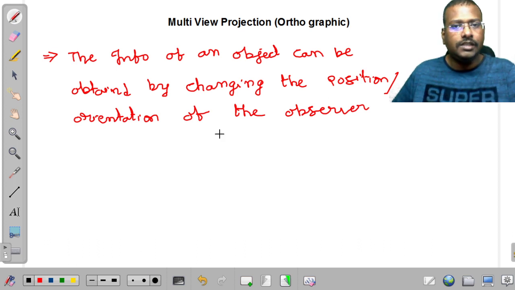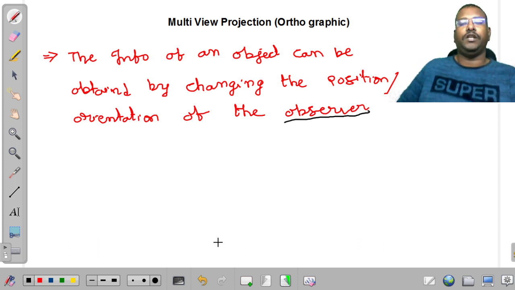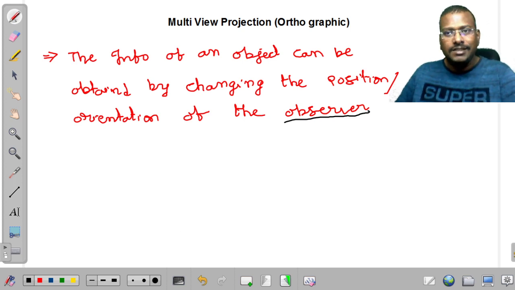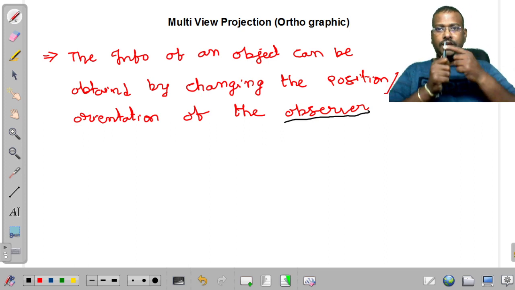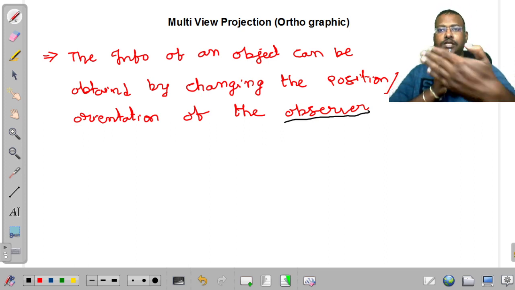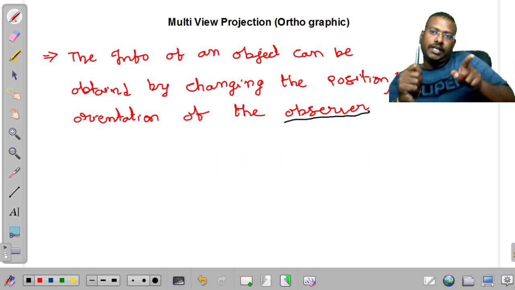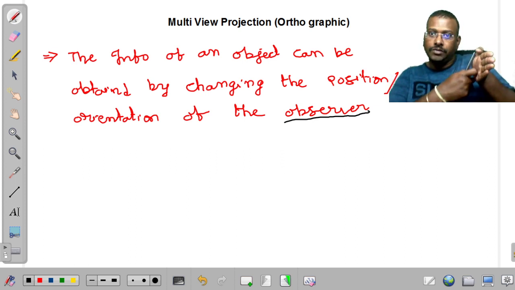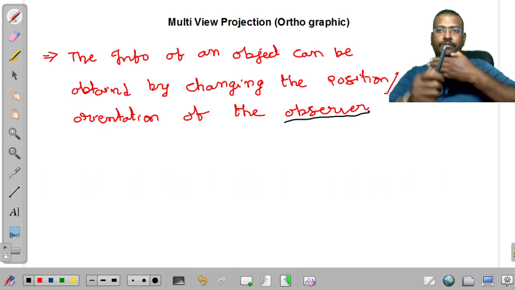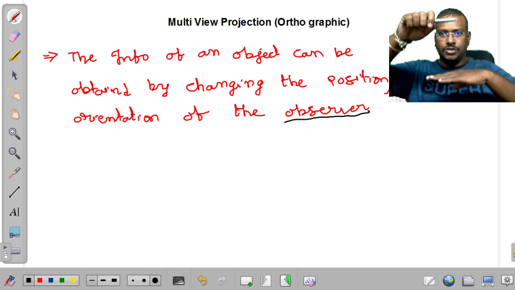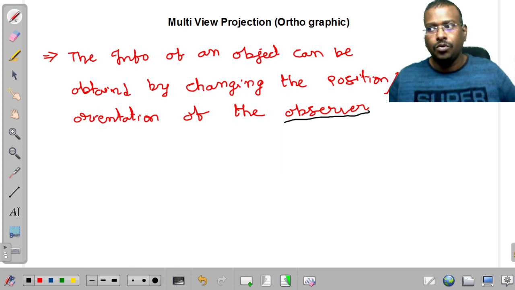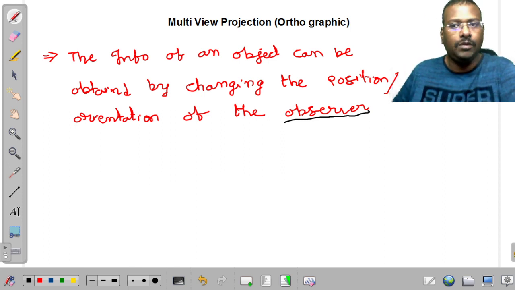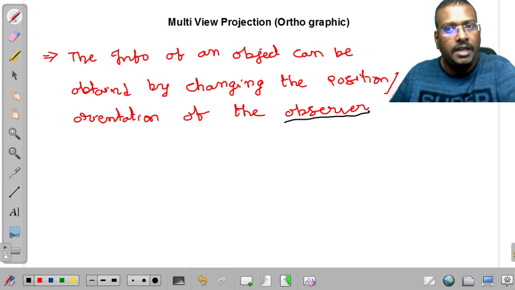So the important phrase here is changing the position of the observer. If the observer changes his position to get the complete information of an object, that is why it is considered multi-view. If he is here, he can view from here, and this shadow is one. If he is here and viewing in this direction, the shadow will fall here, this is another view. So multi means various diagrams we are getting. That's why it is considered multi-view projection.